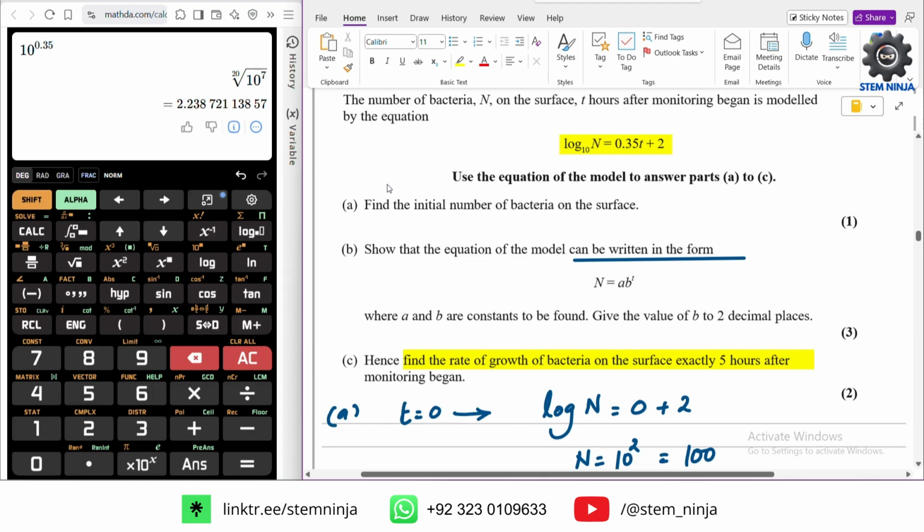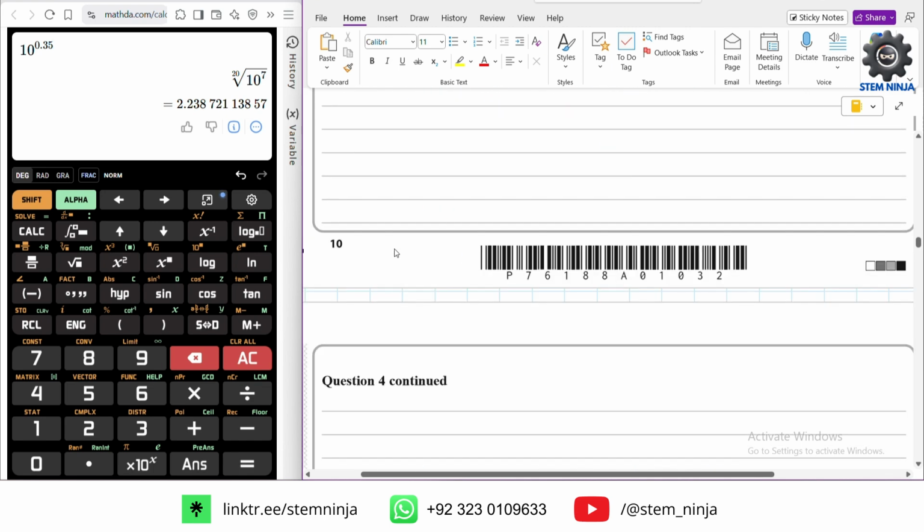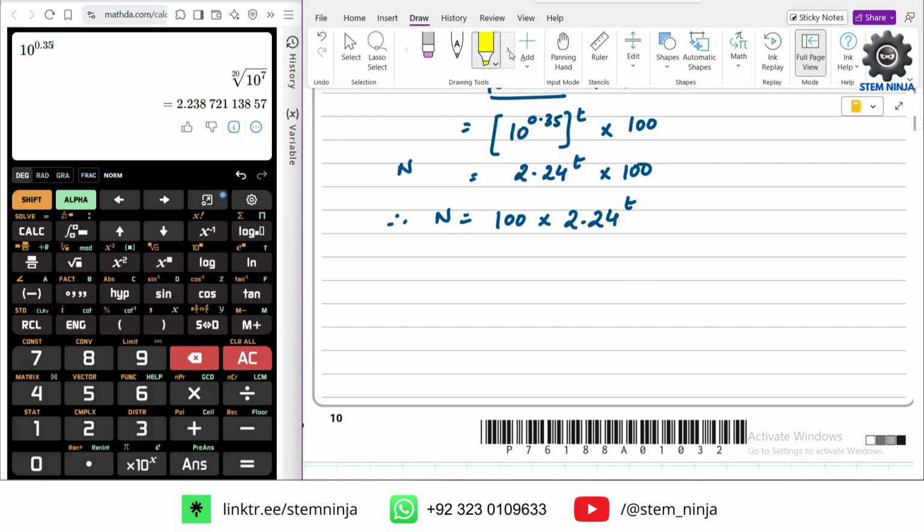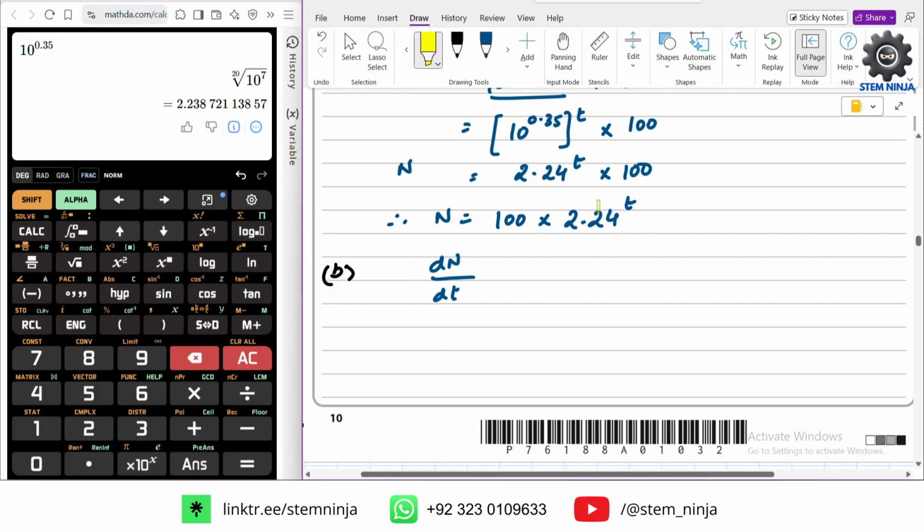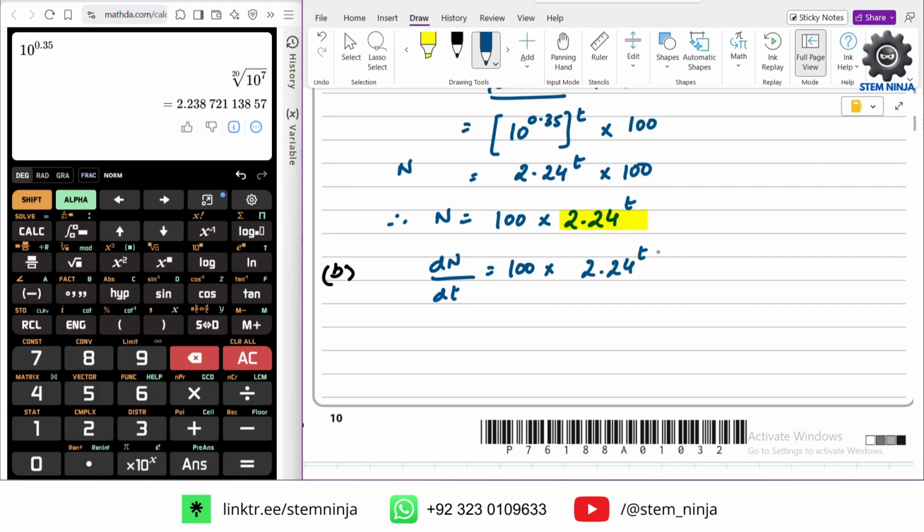We can take n equals ab^t. For the B part, we need dn over dt. We know exactly how to handle this differentiation. So 100 will come as it is. This will also come as it is, but we will multiply with the ln of 2.24.